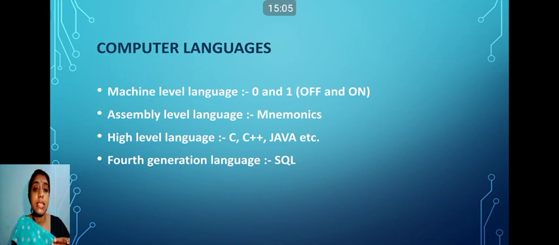Then came into existence the high level language. High level language is very much better than machine level language and assembly level language, both, because these languages are written in simple English language which can be easily understood by us. Then came fourth generation language. So nowadays SQL you can consider as a fourth generation language. Here more intelligent languages are there which understand human language very nicely, and the computer also understands it very nicely.